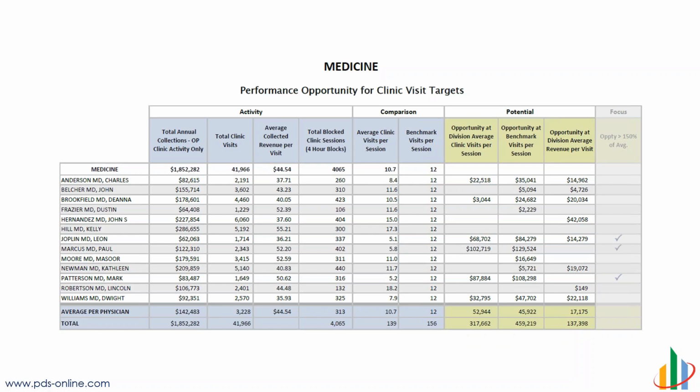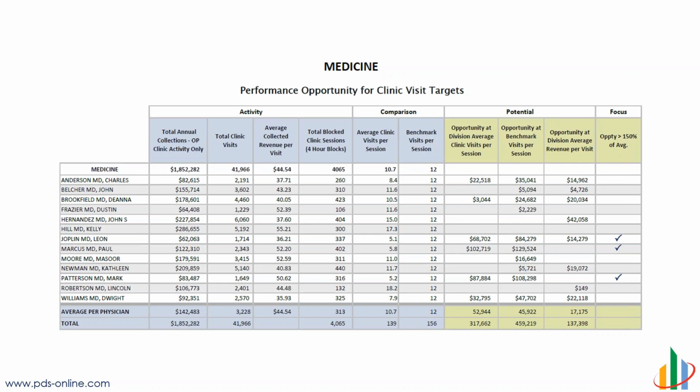So you can look right away at Charles Anderson, the very first one on there, and see if his 8.4 visits per session turned to 10.7, well, that would be a realization of about $22,000 over the course of a year. Or if you look at Leon Joplin, that translates to about $68,000 over the course of a year. You're not necessarily going to collect all of this, but what you're doing is attaching a cost to doing business the way that they're doing. It can help you dig in and understand why those numbers look that way. And it highlights the outliers.